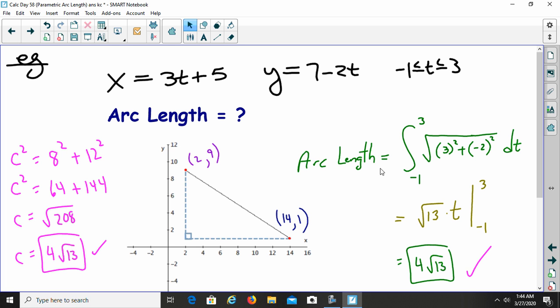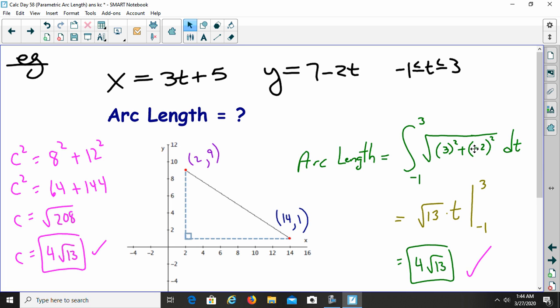If I apply the arc length formula from the previous page, the arc length would equal the integral from a to b, and again, those are values of the parameter, so from -1 to 3, of the square root of dx/dt squared. Well, if I take the derivative of 3t plus 5, I get 3. And if I take the derivative of y, I get -2. So I put that here, and I need to square it. And I need to integrate the square root of this with respect to t.